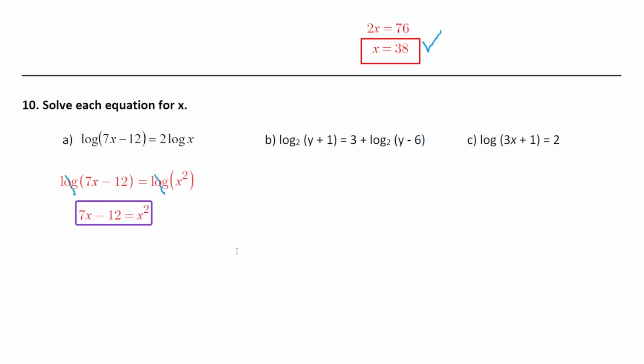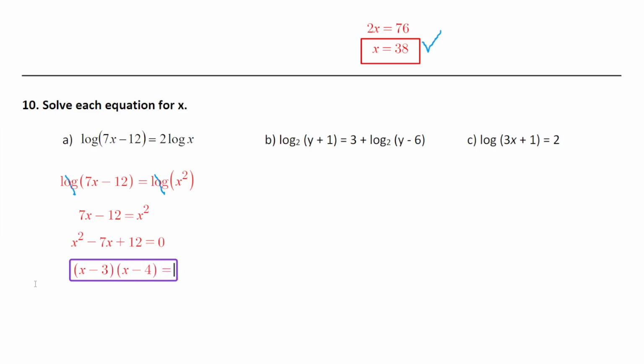I do have a quadratic here, so I want to rearrange this so that it's equal to 0. X squared minus 7x plus 12 is going to equal 0. And I can get that by subtracting 7x on both sides and adding 12 to both sides. Yeah, this looks like it is going to be factorable. So two numbers that multiply to give me 12 and add up to negative 7 are going to be negative 3 and negative 4. And so setting each one of these equal to 0 and solving them individually, I'm going to get x equals 3 and x equals 4 as potential solutions.